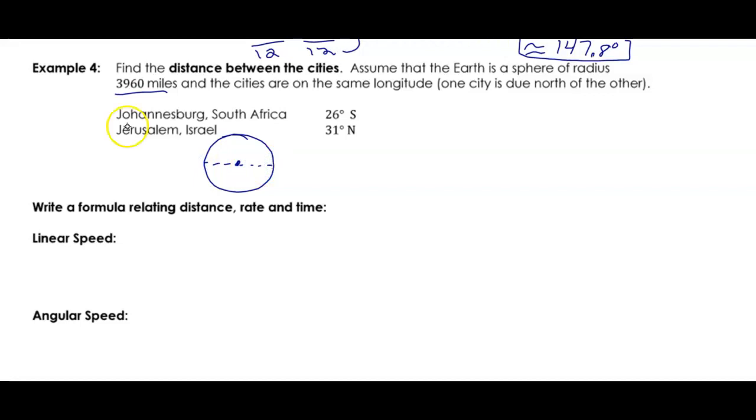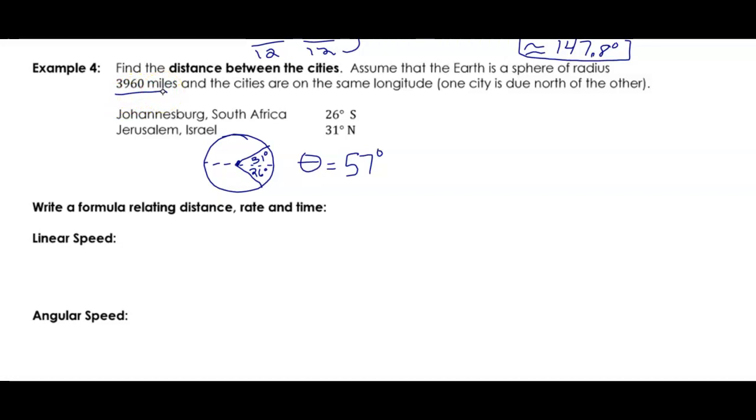So they say that Johannesburg is 26 degrees south. So that would be 26 degrees in here. And that Jerusalem is 31 degrees north. So that my 31 would be in here. So your theta is actually the sum of those. So there's our theta. And then they've given us R, which is the 3,960 miles.